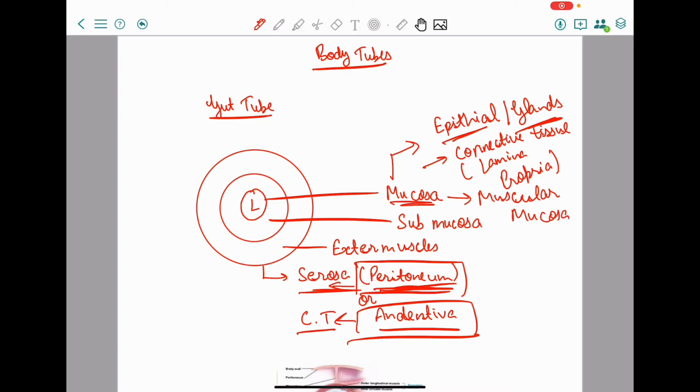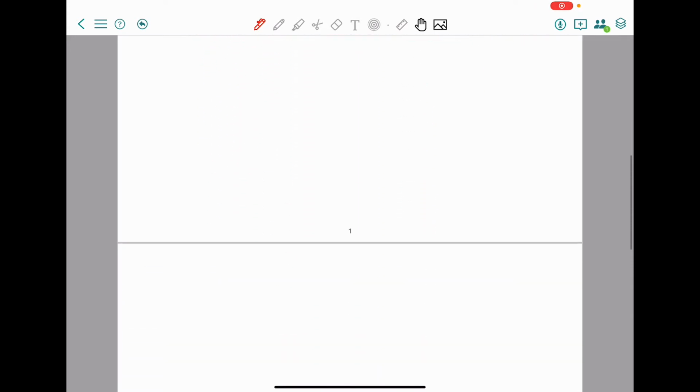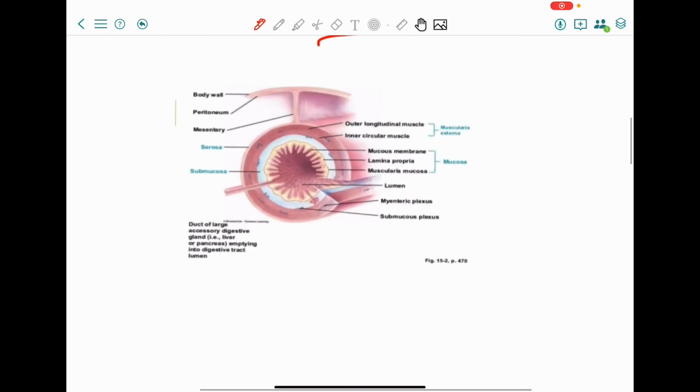So here is the thing, mucosa has three parts. What are these three parts? The epithelial mucosa, and then there is lamina propria. And what is lamina propria? It is a connective tissue. And the outermost layer is the muscular mucosa. Now we will see in the diagram what I was saying.